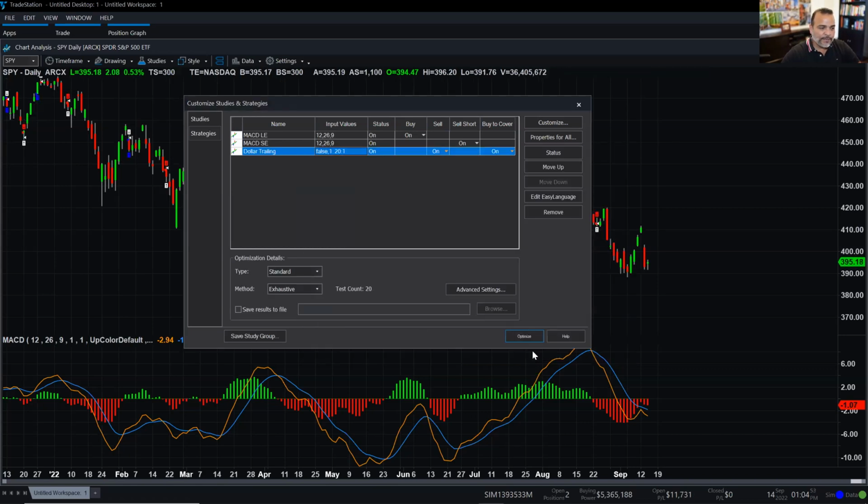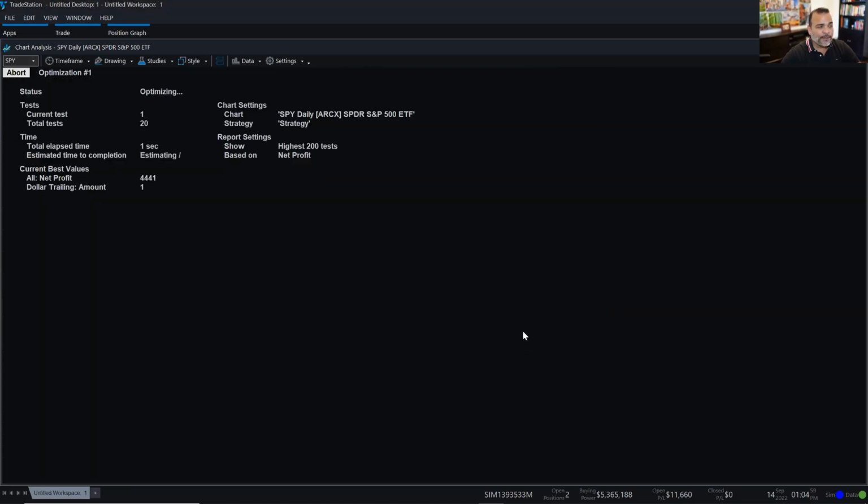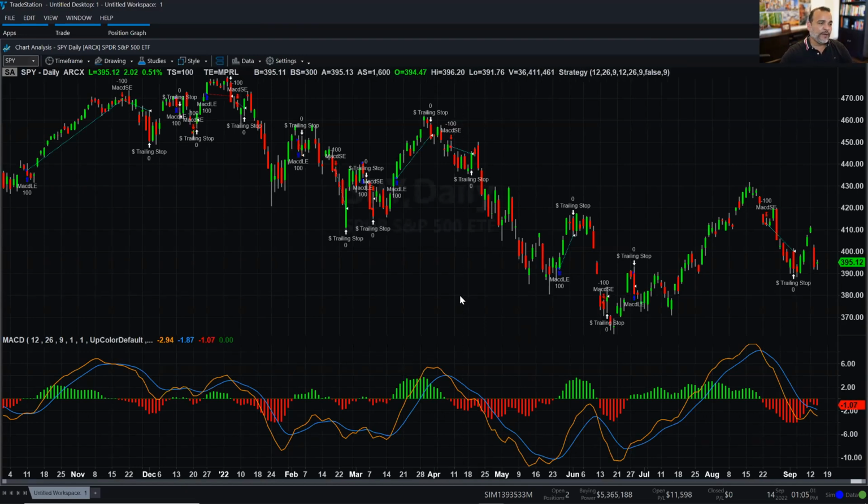Let's go ahead and click OK. This is going to go through 20 different scenarios of stop. Let's optimize. And there we go. I know by looking at the trades here that something changed because we didn't have these long trades as we did before.